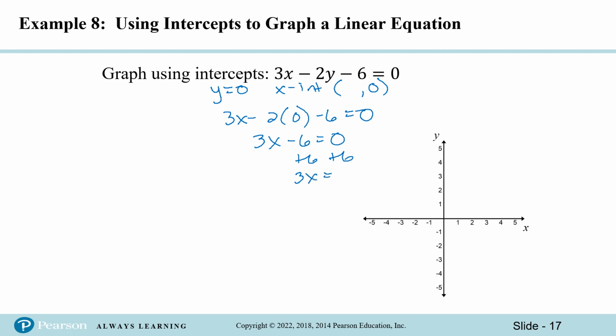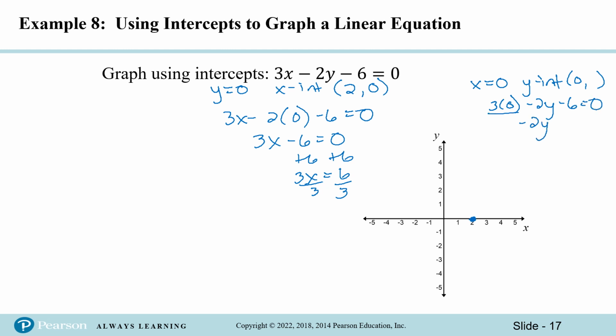And you get 3x equals 6, divide by 3, and you get x equals 2. So at the point 2, 0, you're going to put a point. And then we're going to find the y-intercept by letting x equal 0. So this will be the y-intercept. X is 0. And plug it in. Minus 2y minus 6. We multiply that, we get 0.